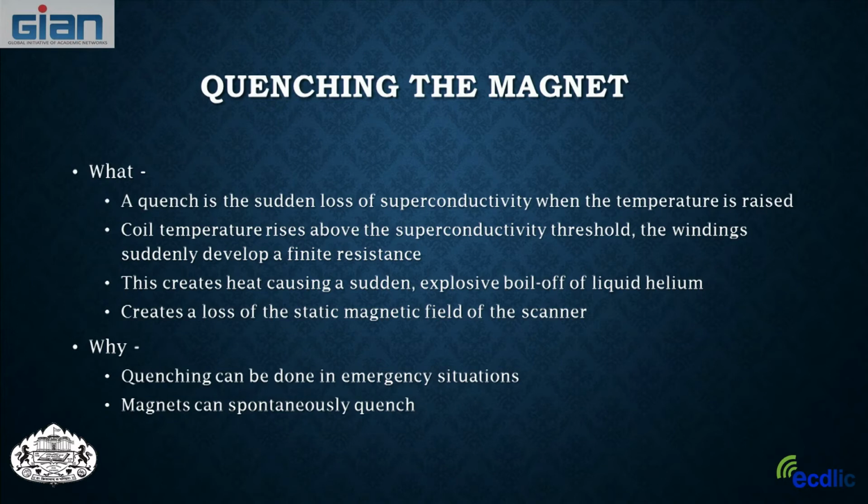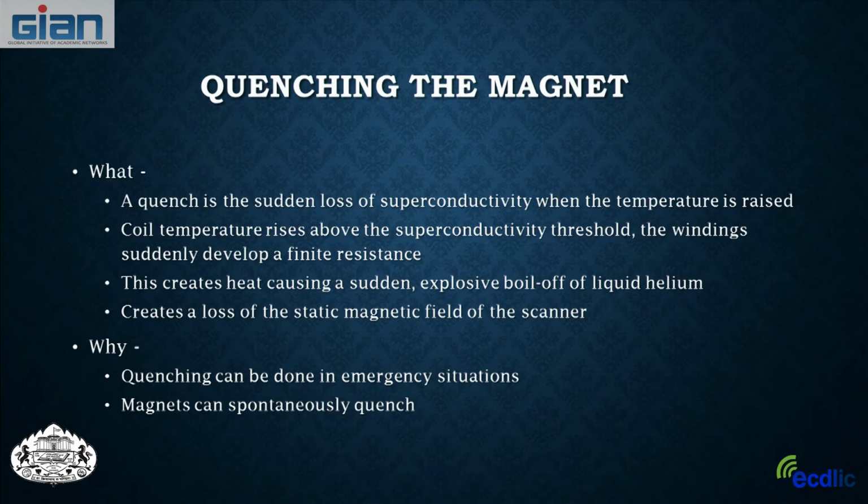So if we start to raise the temperature inside the magnet, the superconductive property dissipates and resistance occurs in the wire. And what this does is it ramps down the magnet, is what we call it. It creates a loss of the static magnetic field. But as a side effect, this heating causes an explosive boil off of the liquid helium. So the helium boils off and it creates a big cloud. This quenching of the magnet can be done in emergency situations. It happens pretty quickly. And these magnets can also spontaneously quench.